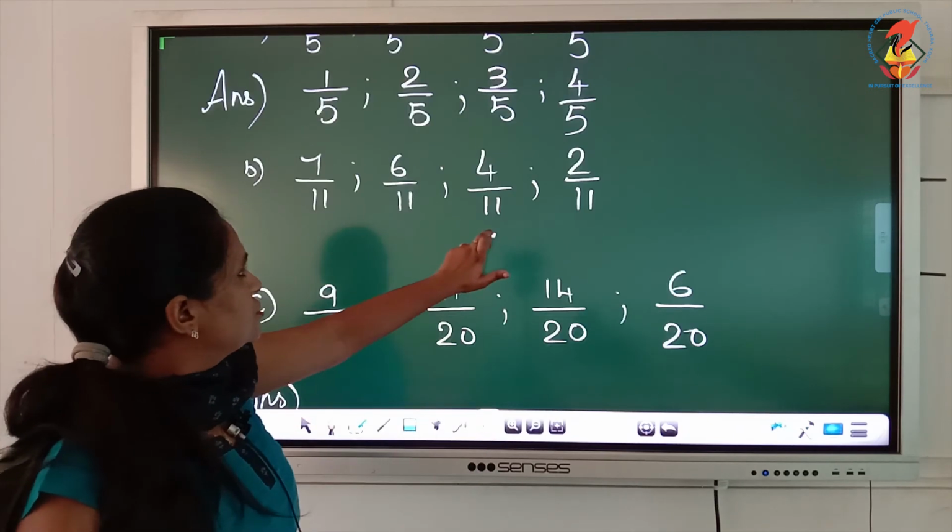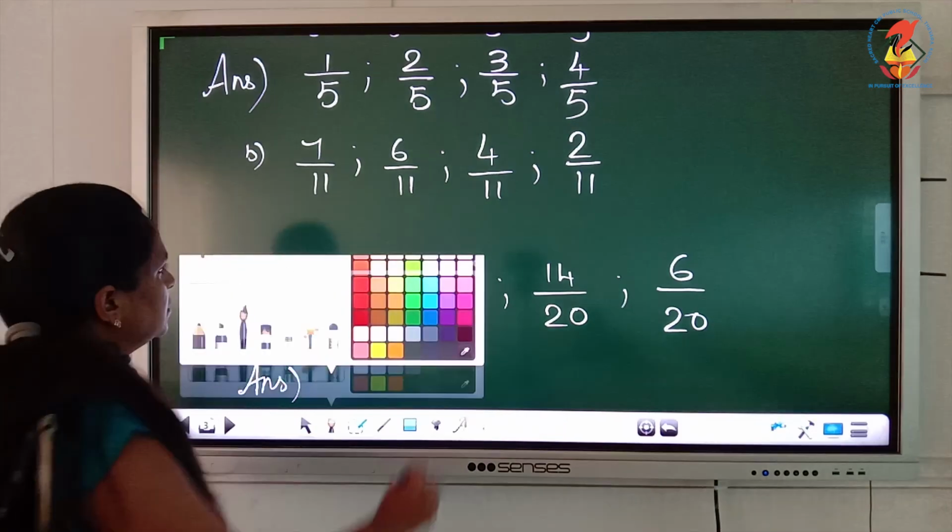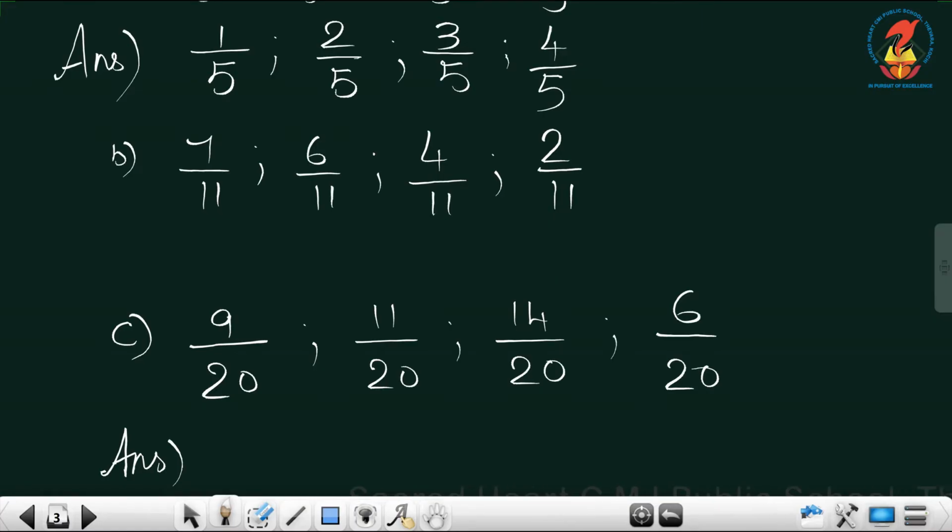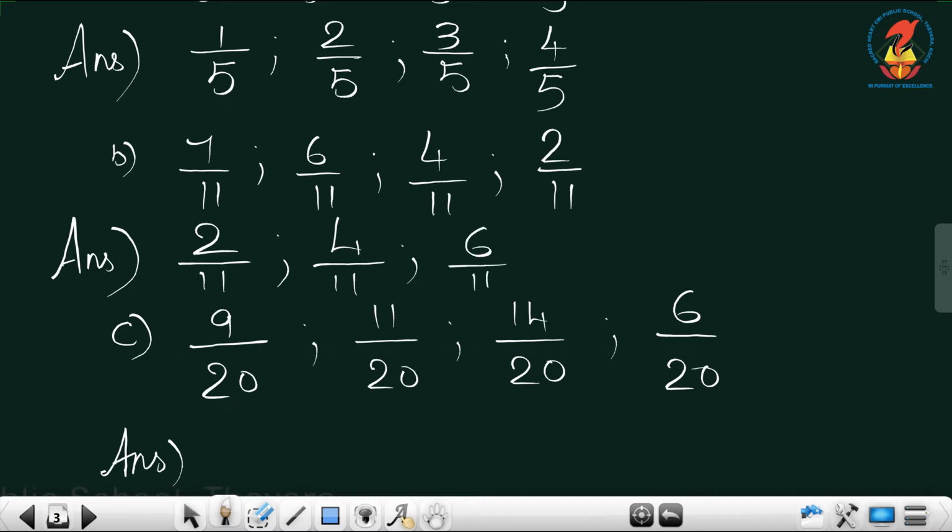Now, let us move on to B question. 7 by 11, 6 by 11, 4 by 11 and 2 by 11. Now, let us look. 2 by 11, 4 by 11, 6 by 11 and 7 by 11. You write from small to big to write in ascending order. Now, last question C, take it as homework. I hope it is clear for you.